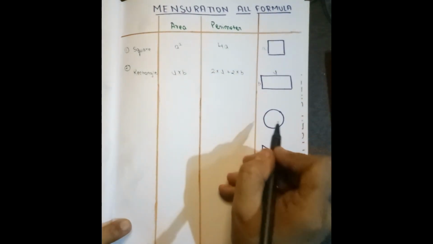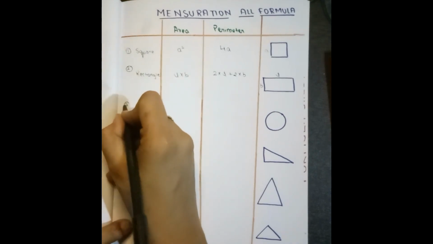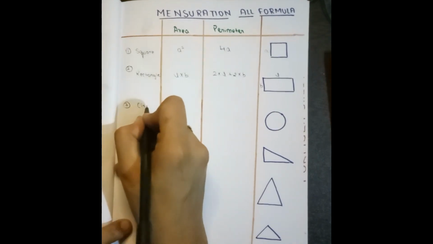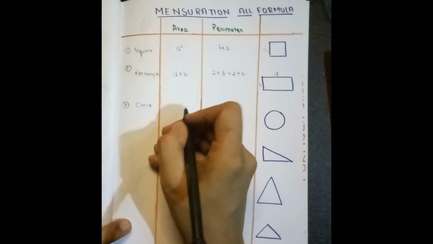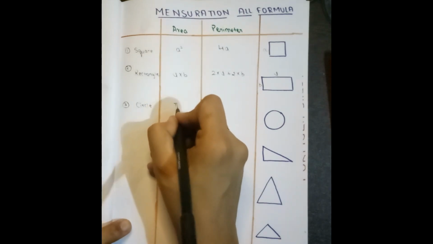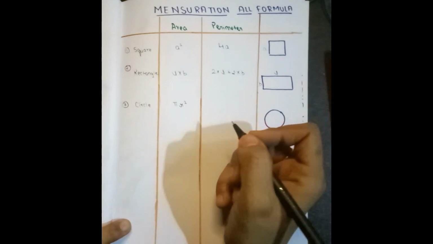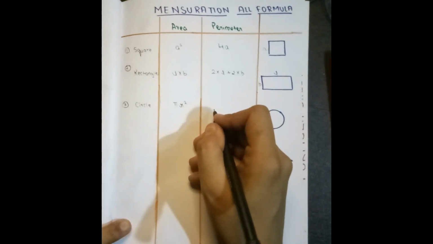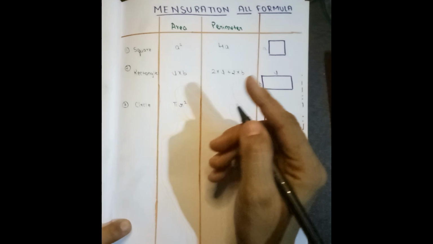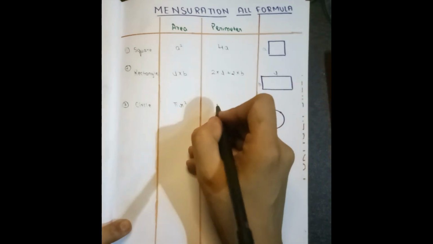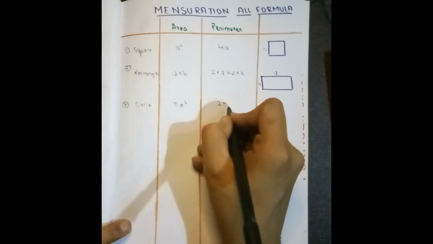Next we have the circle. Let's write down circle here. The area of a circle, we know, is pi r square, where the value of pi is 22/7. And the perimeter of a circle, which we also call the circumference of a circle, will become 2 pi r, where r is the radius here.